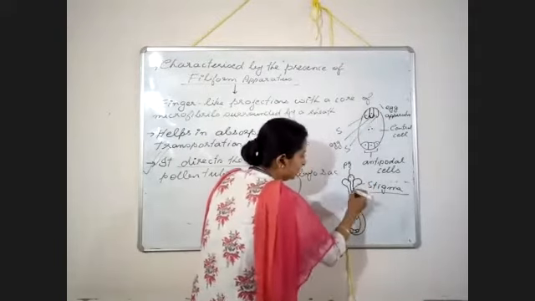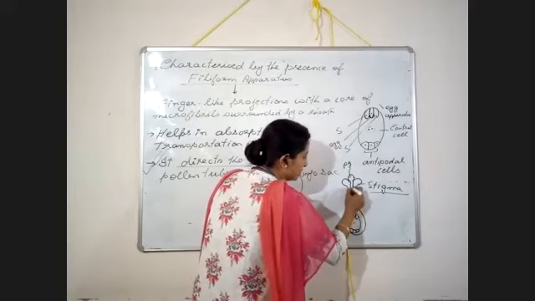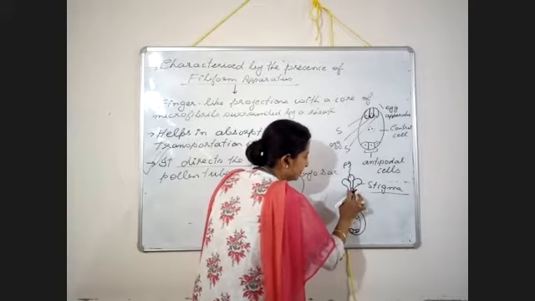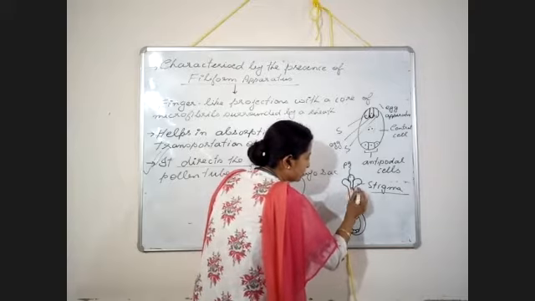We have talked about pollen tube formation in detail. This is the male gamete, this is the male gamete, and this is a degenerating tube nucleus. We will discuss this again.